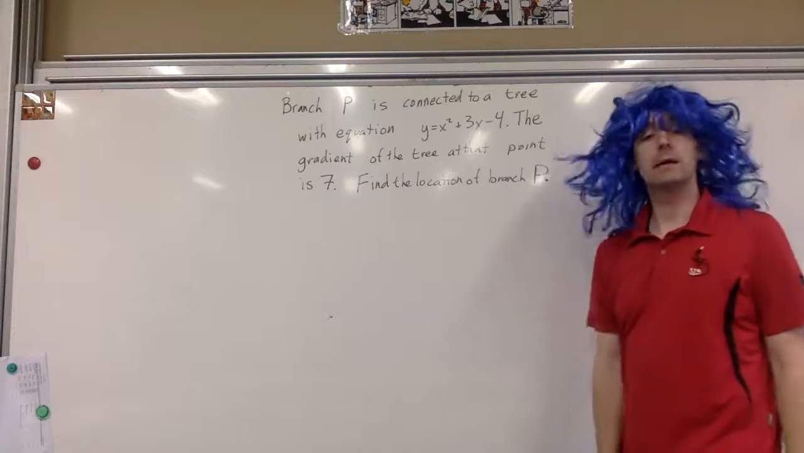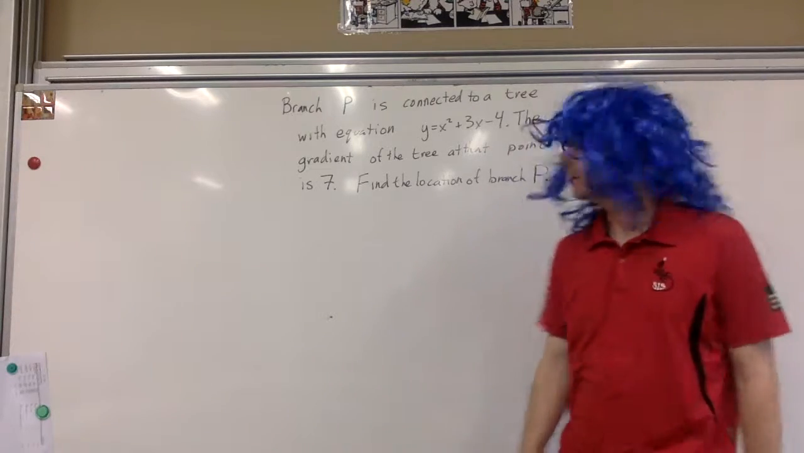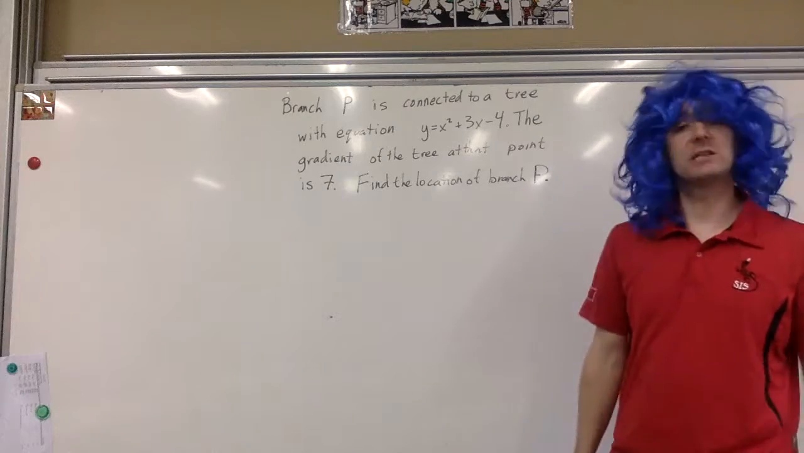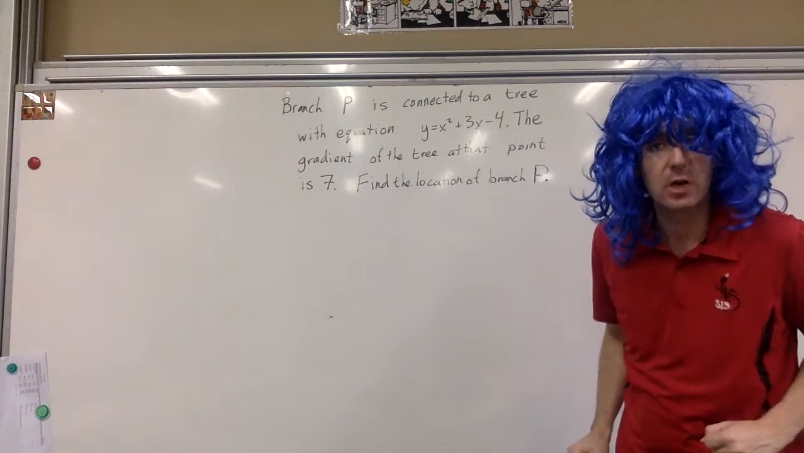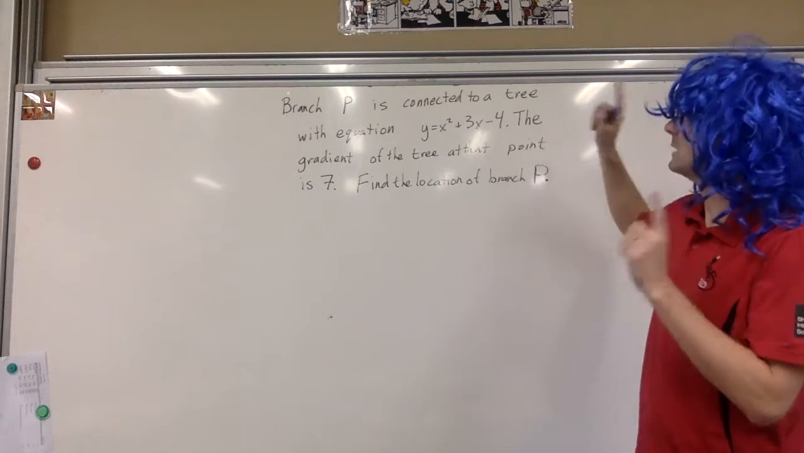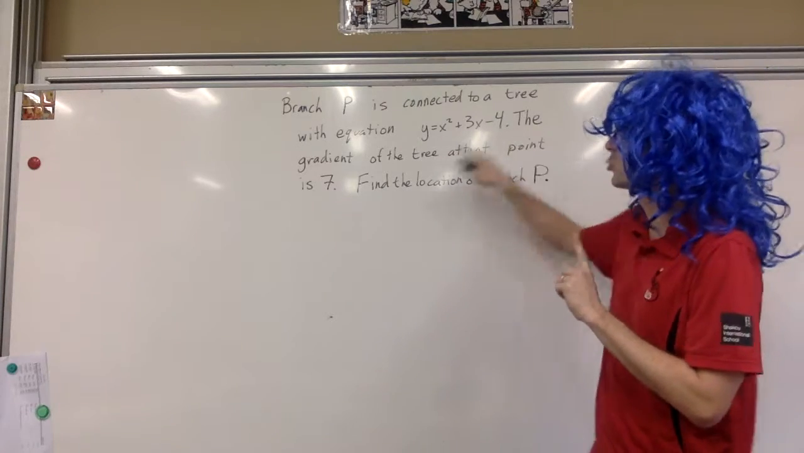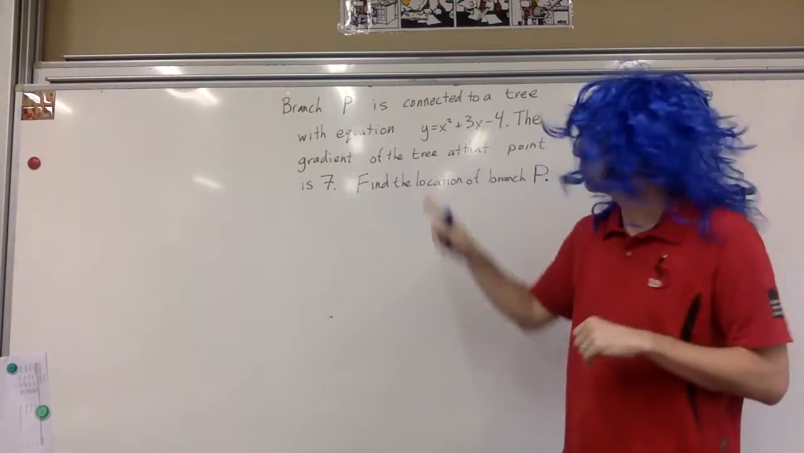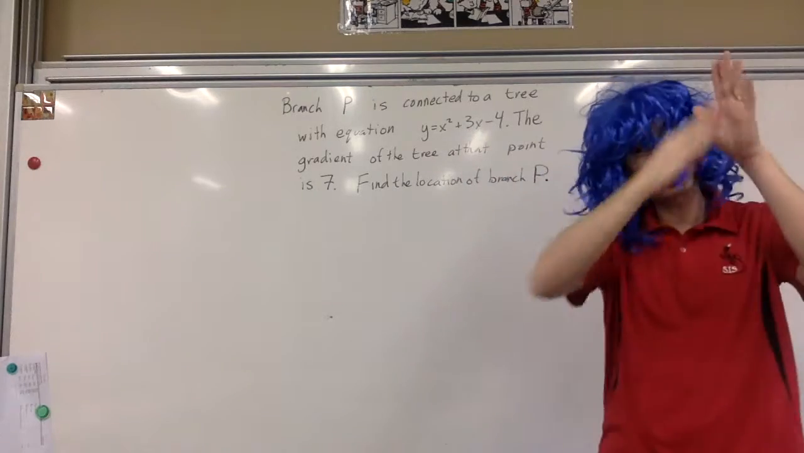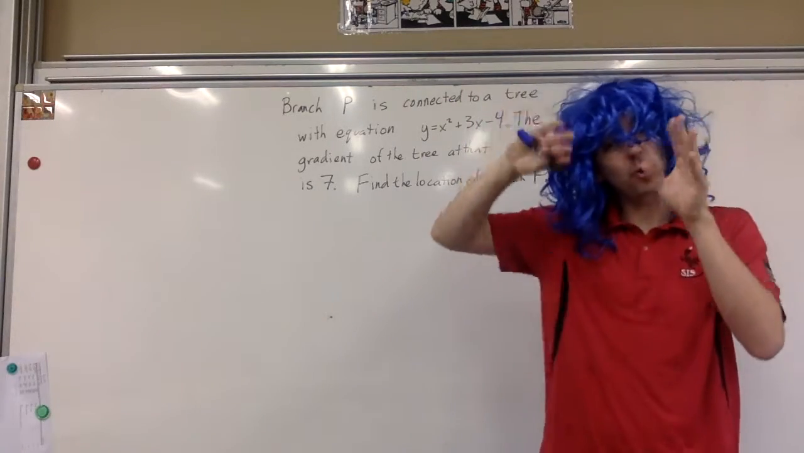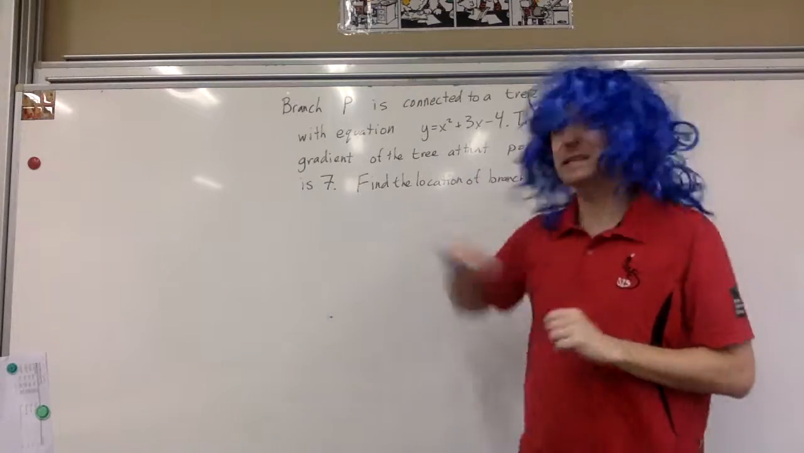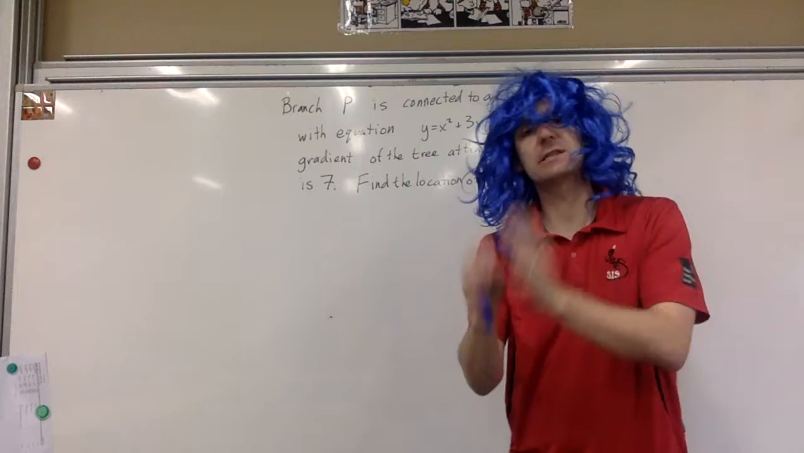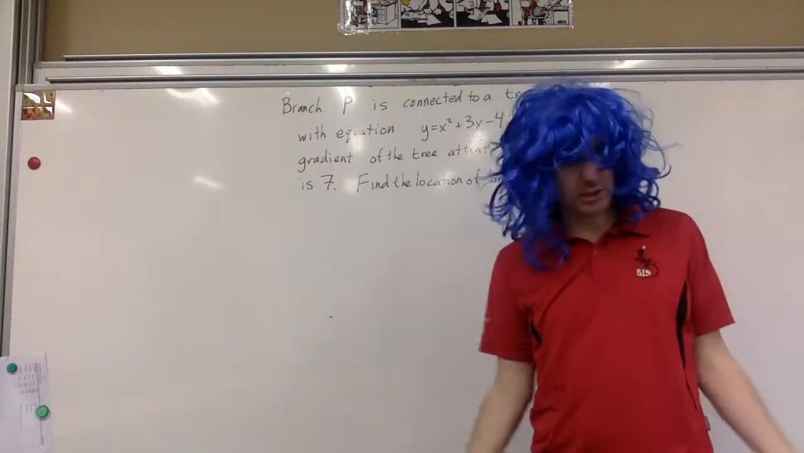We got branch P is connected to this tree, and we're going to figure out the location of branch P. So what information is given to us? Well, they tell us that we've got this equation, and the gradient of the tree at that point is 7. So the gradient of this is a quadratic, right? So it's a curve, but at some point, the gradient or the slope is going to be 7. All right? So that's the first thing we got to do is find out where is the slope going to be 7. But how do I find the slope of a curve?